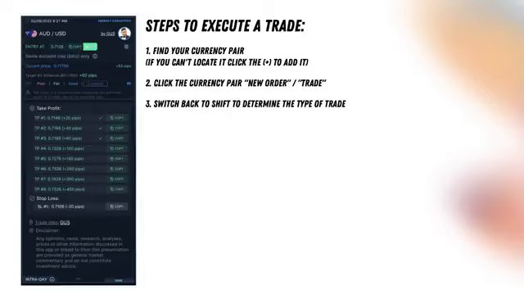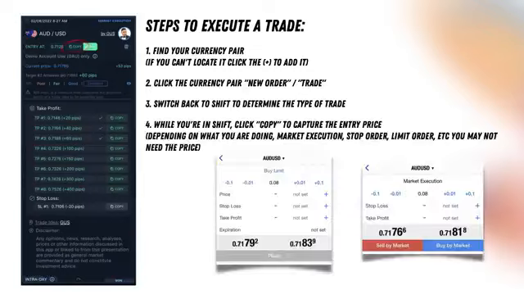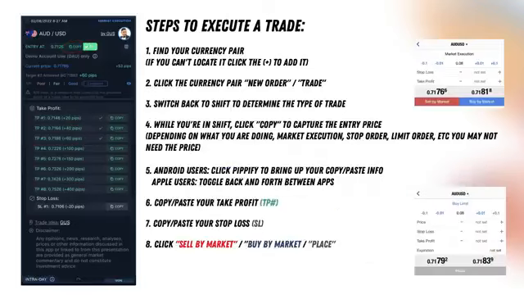Switch back to Shift to determine the type of trade. Most times it will be a market execution. Sometimes it will be a pending order. Depending on whether or not you need to capture the entry price dictates whether you should click copy and capture that entry price and place it into MetaTrader.